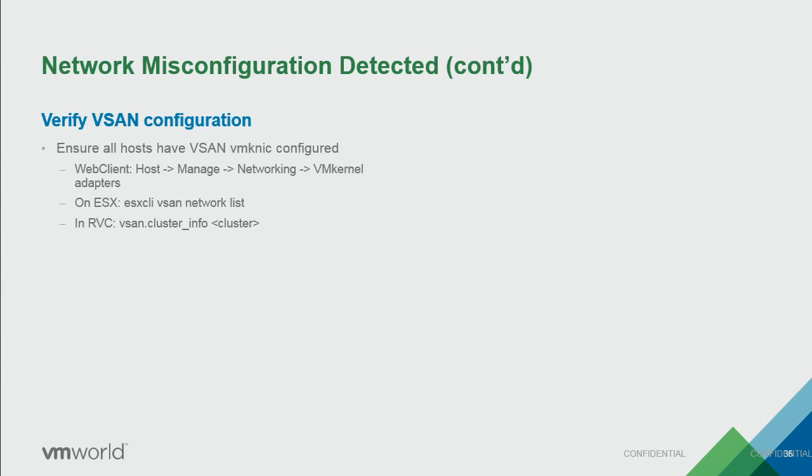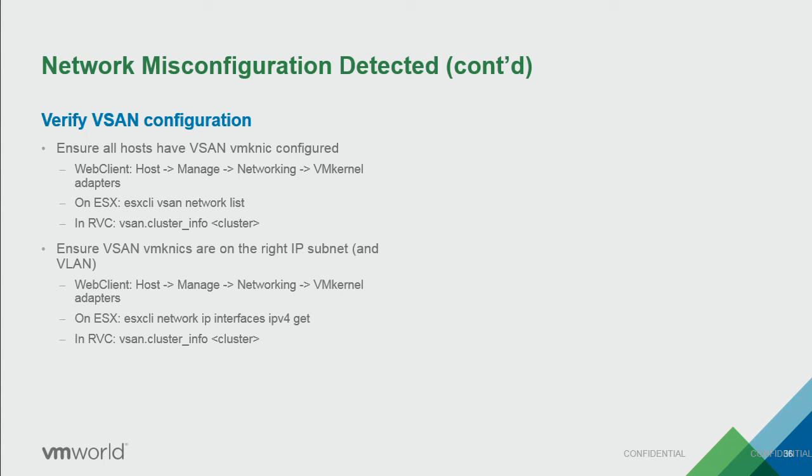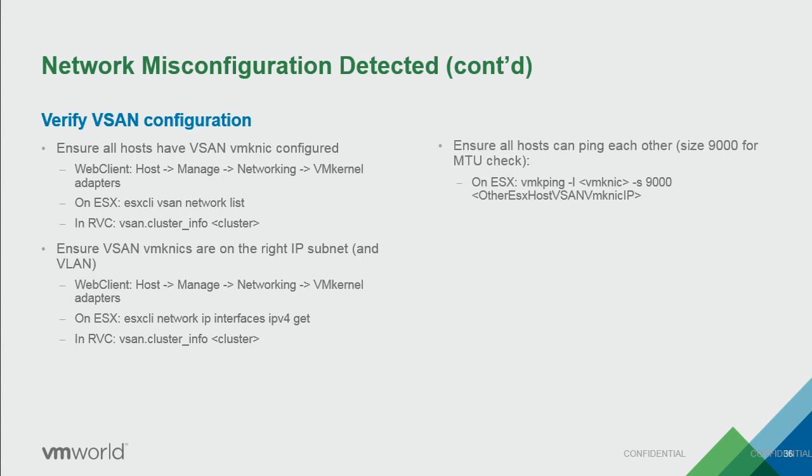First of all, obviously you want to check if vSAN is configured on your VMK NICs. These are 2 examples. You can do it with the ESX command, or if you're using the RVC tool, you can go in RVC and do that. You want to make sure they're on the right VLANs, right? So you can check that from an IP interfaces list. You want a VMK ping. If you are using jumbo frames, do it with 9000. And this is where you can check for multicast pinging, right?